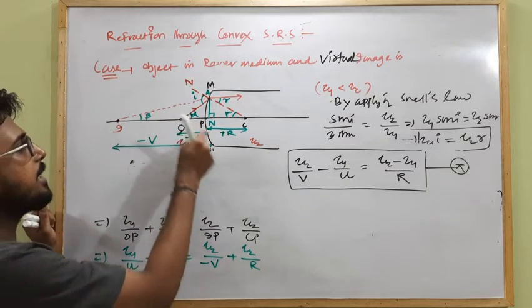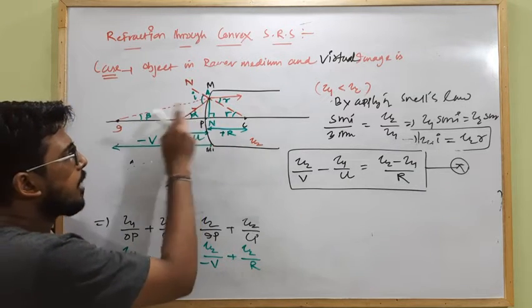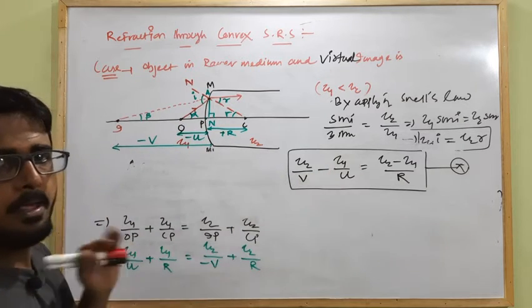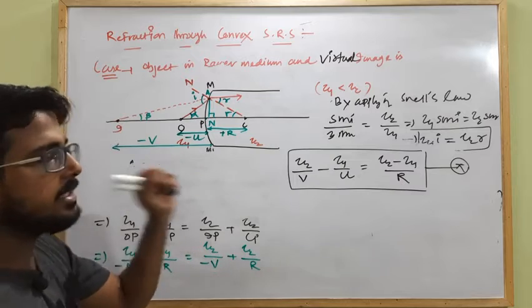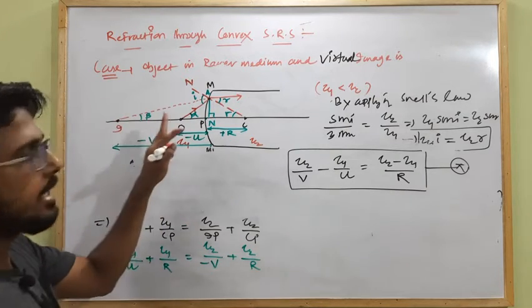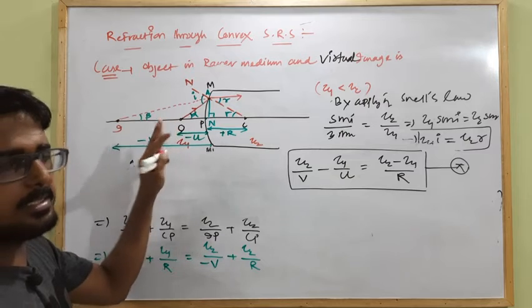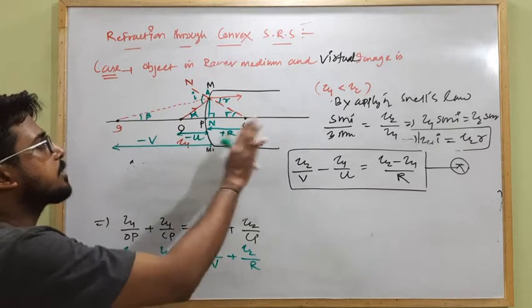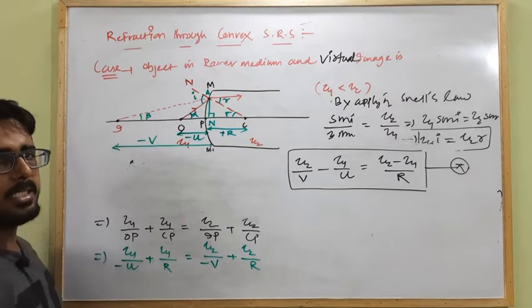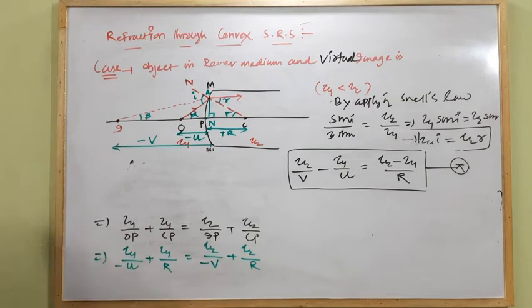Then by applying the values of alpha, beta, gamma in terms of u, v and r, we can get the relation. Clear? This method is applicable for all the cases. The ray diagram only varies slightly, but all the expressions and symbolic representation will remain the same. Clear? Next we are going to case 3.